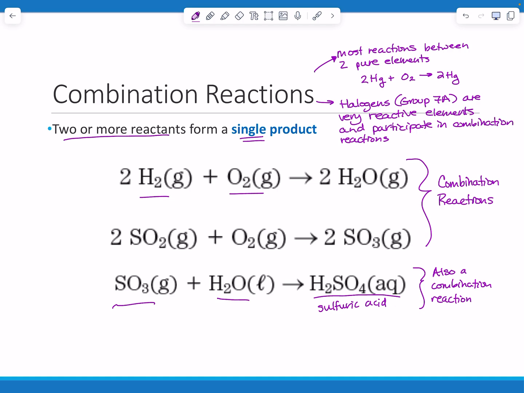The other element that is highly reactive and participates in a lot of combination reactions is oxygen.